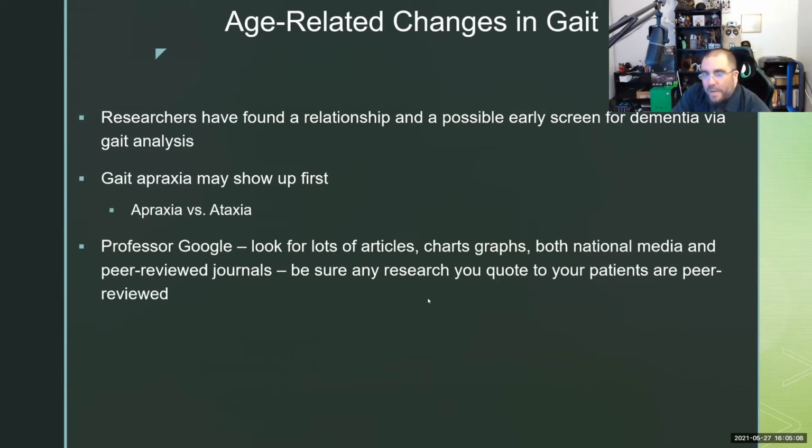Be careful when you're looking at Professor Google. There's a lot of articles out there. There's a lot of charts. There's a lot of national media, peer-reviewed journals. If you quote any research to your patients, make sure that research is peer-reviewed, that it's in a legitimate journal. The Journal of Naturopathic Medicine isn't necessarily always the best journal to get stuff from because they don't peer review. Just saying. They also think vaccines are Bill Gates chipping us.